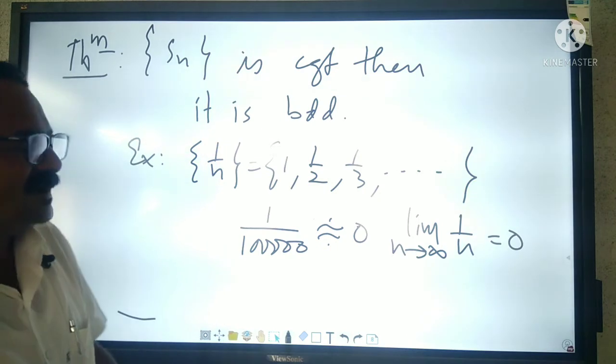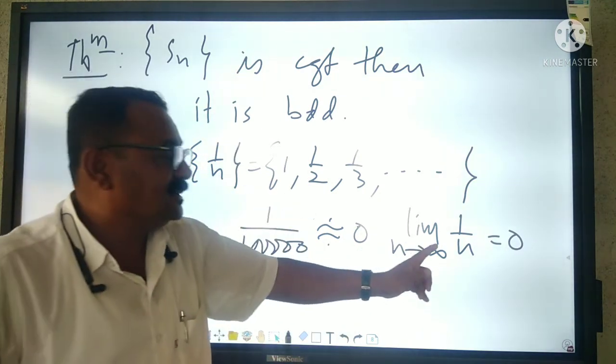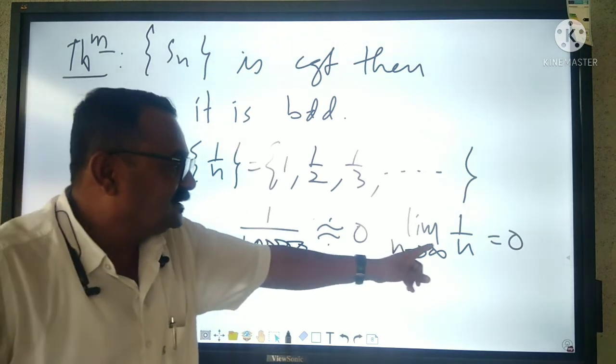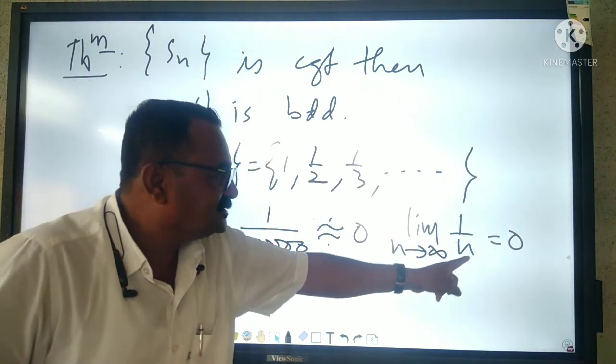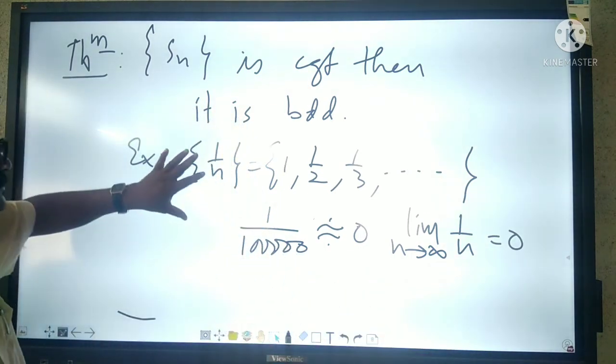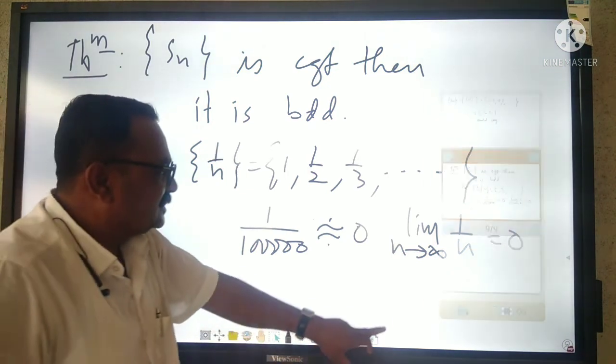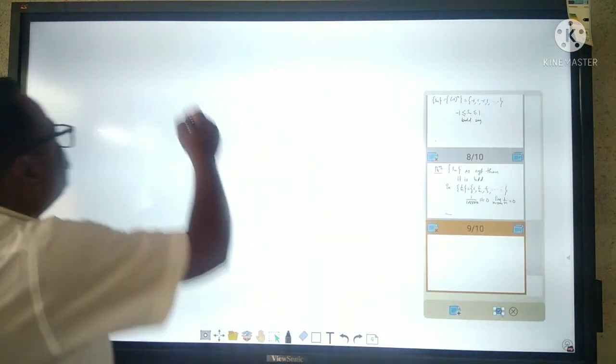We know that any number upon infinity is 0. But how is it 0? See, that is the important one. As n tends to infinity, that means if n is a very large number, then this is 0. So we say this is a convergent sequence.